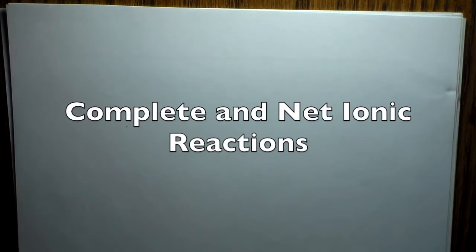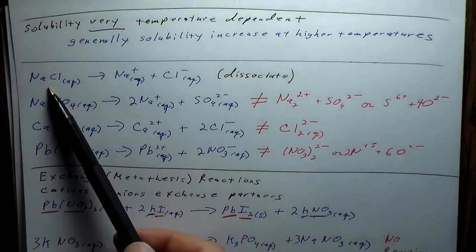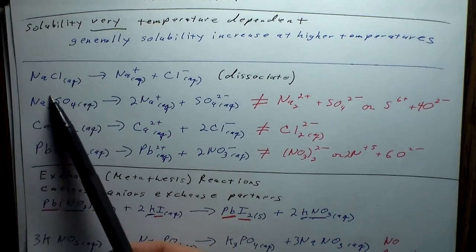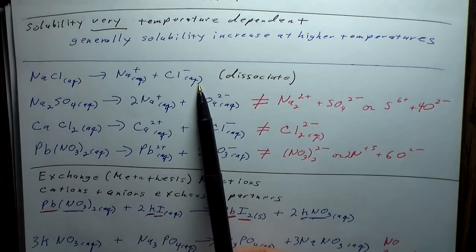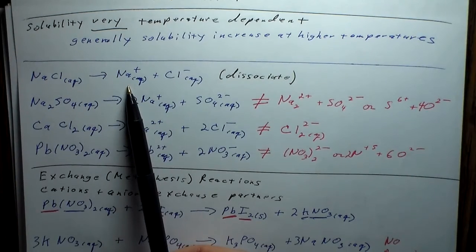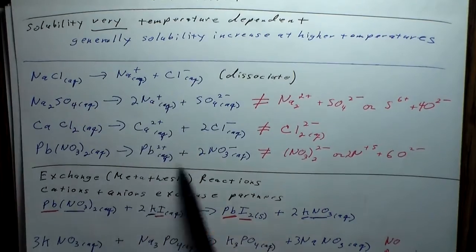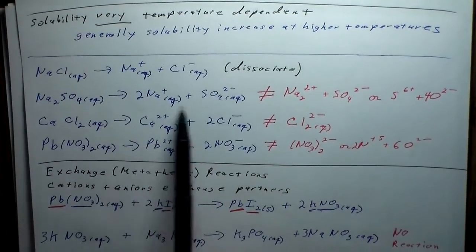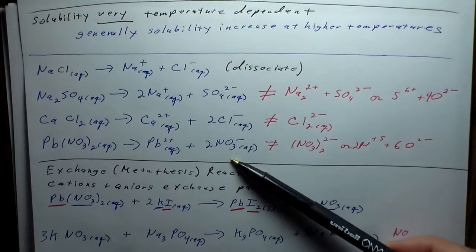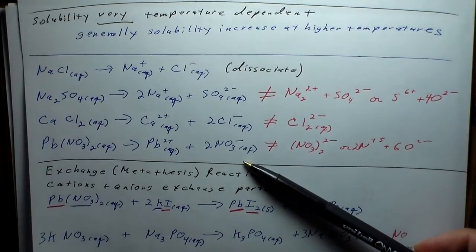Okay, so today we're going to be talking about complete and net ionic reactions. If you remember from when we talked about this last time, if we have an ionic compound which is soluble in water, in other words aqueous, it is going to dissociate. When it dissociates, it breaks apart into the anions and the cations, like so. We're going to be using this fact, so you definitely need to look at the solubility video before going through this.